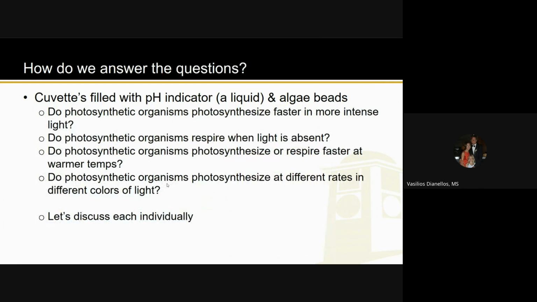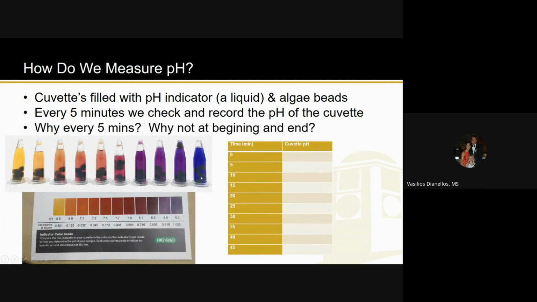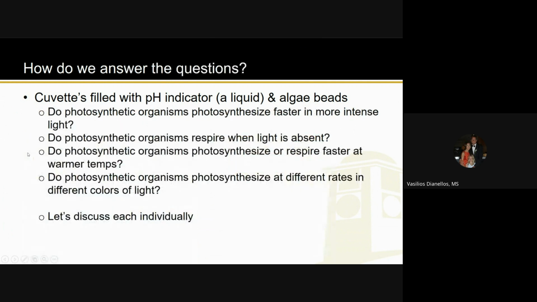So let's move forward. Those cuvettes, again, they don't look like this, right? They look a little bit different. But as far as we're concerned, it's the same thing. It's a plastic container filled with algae beads and liquid. So again, when I use the word cuvette, that's what I'm talking about, right? That's a plastic container that's filled with the algae beads and the pH indicator and all that. And again, we're going to use those things to answer these 4 questions that I'm not going to discuss again because I just did it earlier. So we won't talk about them in general, but let's talk about them individually.